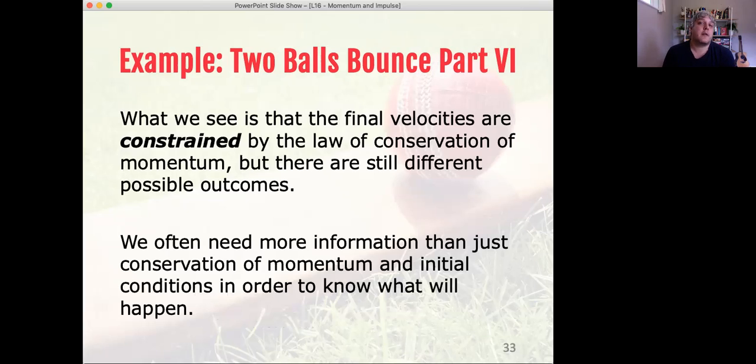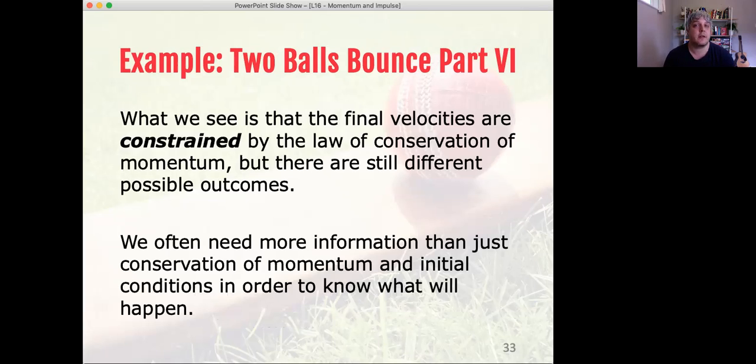What we see is that final velocities are constrained by the law of conservation of momentum, but there are still different possible outcomes. We need more information than just the conservation of momentum and initial conditions in order to know what will happen. As we just saw, both the ideas of one ball stopping and the other one moving off, or the two balls sticking together and moving off, they both work with the conservation of momentum. They can both still be true given the information that we had.